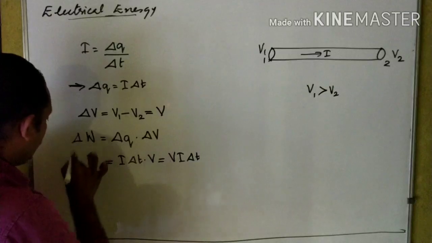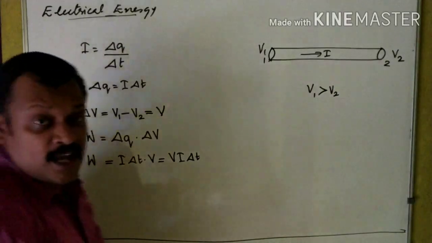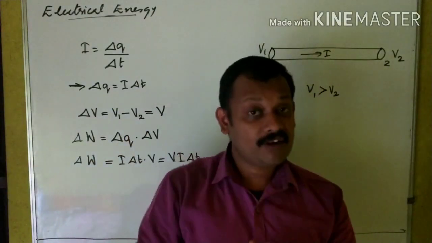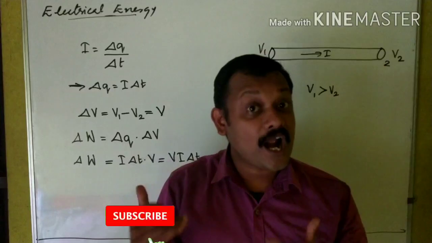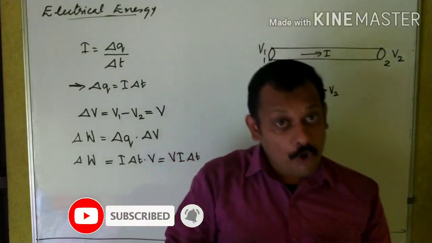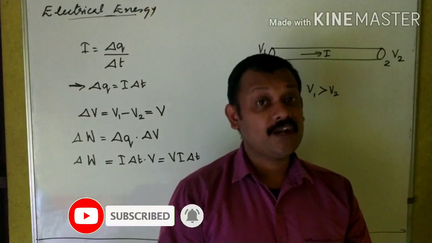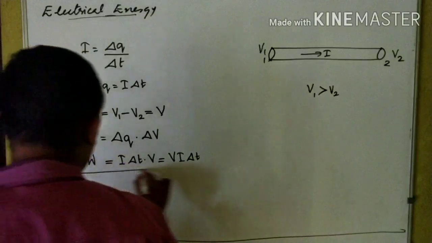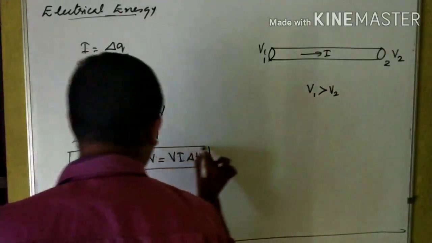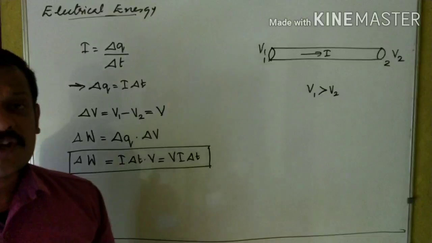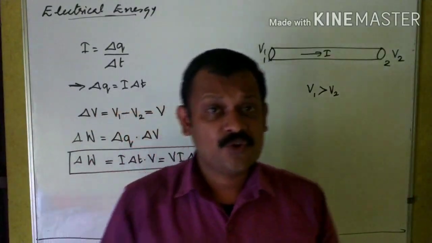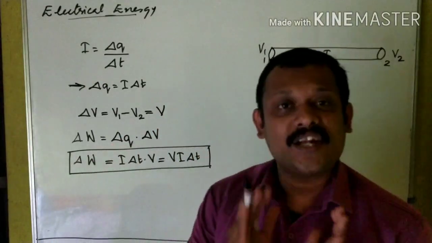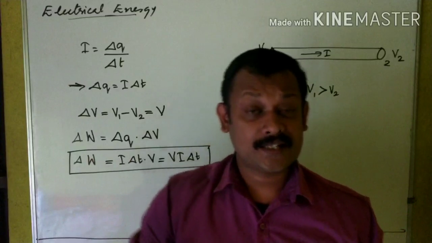If I say ΔW, this is the work done in order to transfer a charge ΔQ in a time interval ΔT. This is the work done by the external agency in order to transfer a charge ΔQ for a time interval ΔT. Now the question: how are these charges moving inside a conductor?